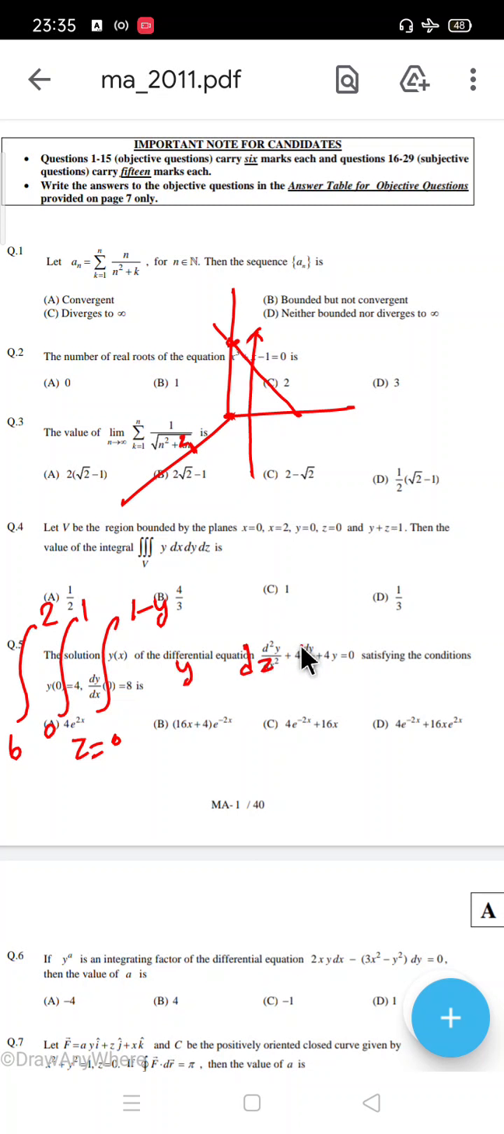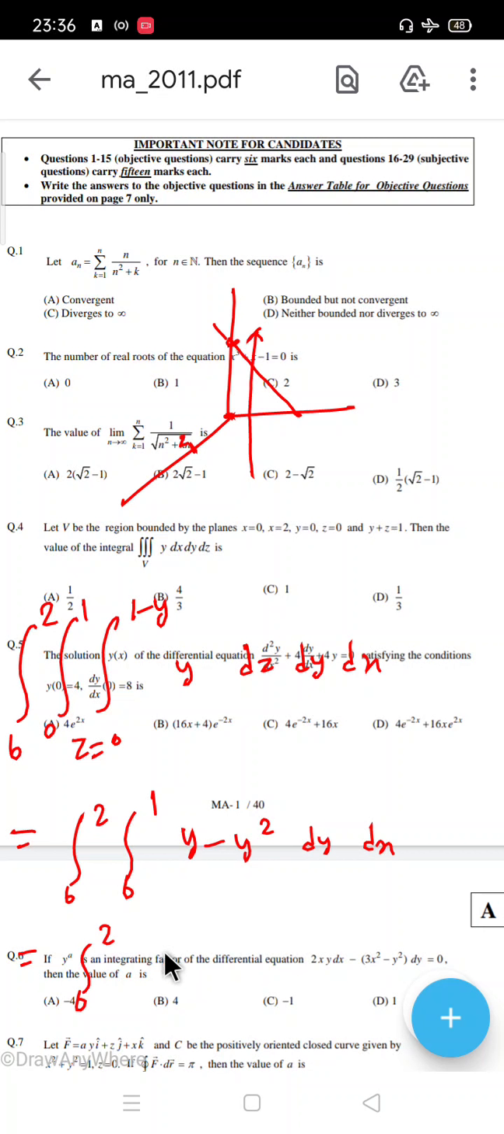Now first it will be dz, dy, dx. So this will be 0 to 2, 0 to 1, it will be y times (1 minus y), no? So it will be y minus y square, dy dx. So for 0 to 1, y minus y square means y square by 2 minus y cube by 3, that is 1 by 2 minus 1 by 3, that is 3 minus 2, so 1 by 6. Let me write 1 by 6 multiplied by 2 from the x integral. So the answer will be 1 by 3.